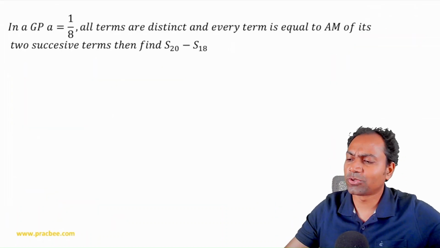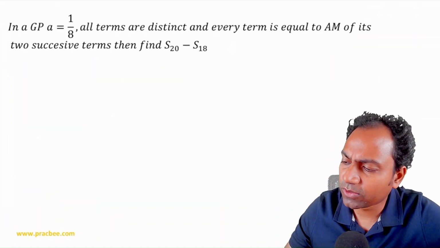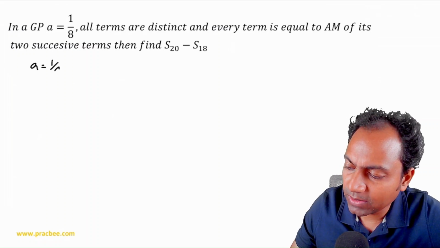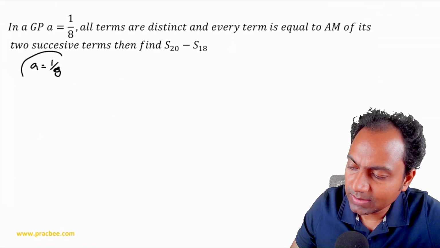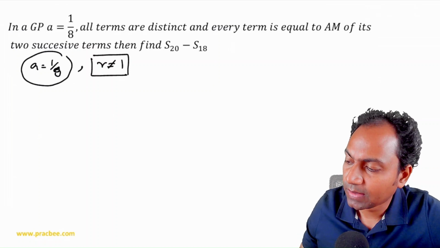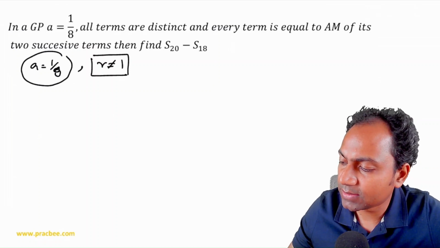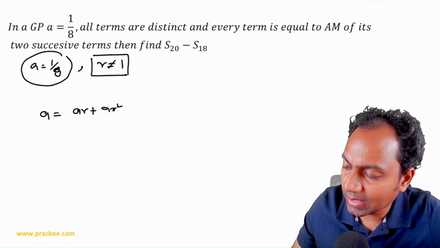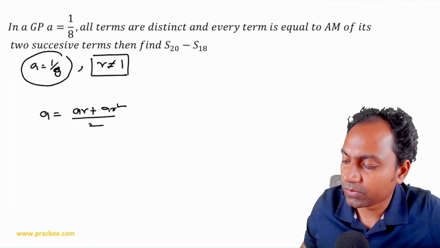Now again, this question is also quite simple. In this question, what they are talking about is a GP whose first term is given to us as 1 by 8. They are saying that all the terms are not identical. That would mean R is not equal to 1. The third information that they are giving is, if I take any term, let us say A, it is nothing but the arithmetic mean of the two successive terms. So AR square divided by 2.